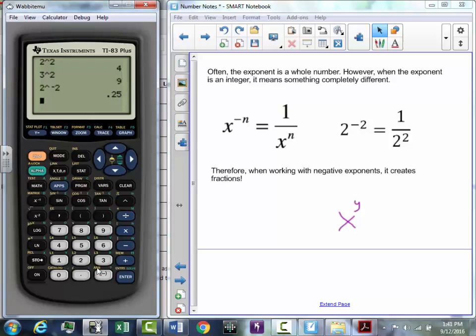Let's do some more examples. What if I go 3 to the power of negative 2? It's a decimal number. It's got smaller. Let's just pick random numbers. 500 to the power of negative 17.